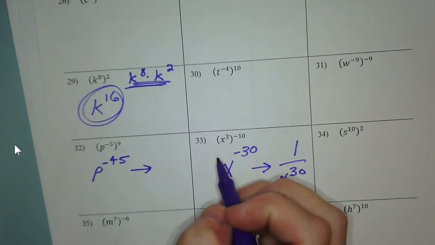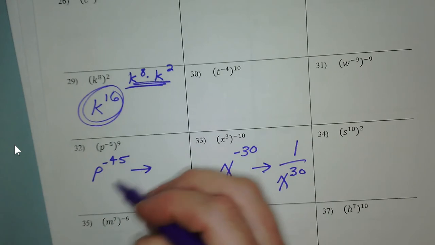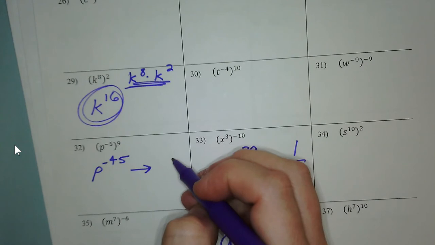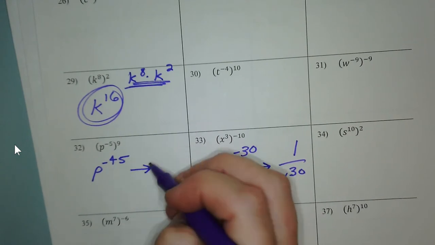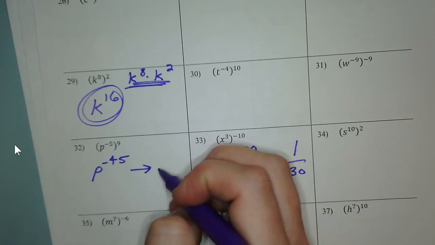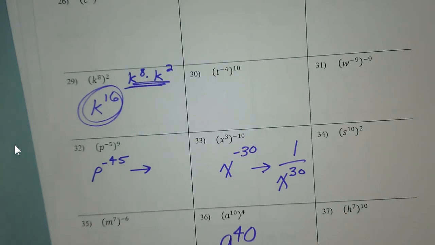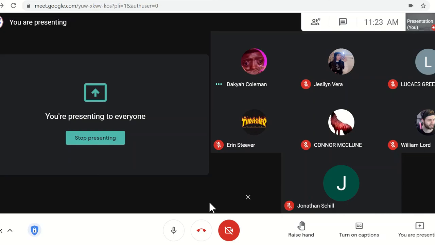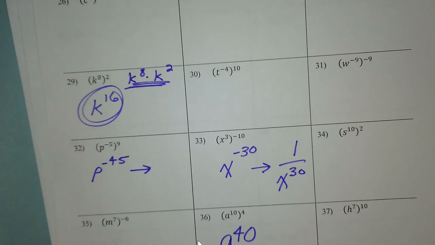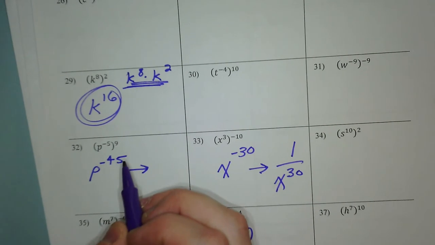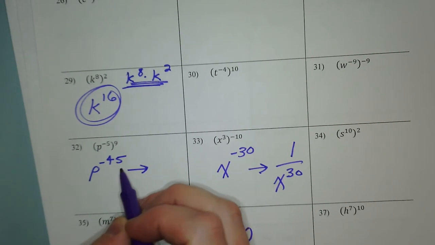I don't know. Dakaya, what would be the final answer to number 32, considering we have to fix that negative power? What do you think, Dakaya? There you go, you're unmuted. You're thinking? So how do you change a negative power to a positive power? Do you remember?